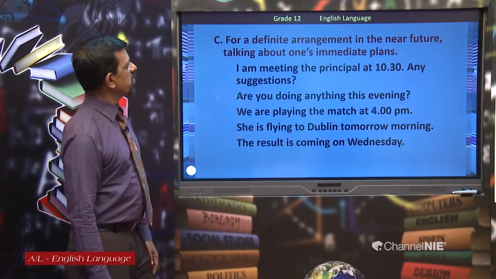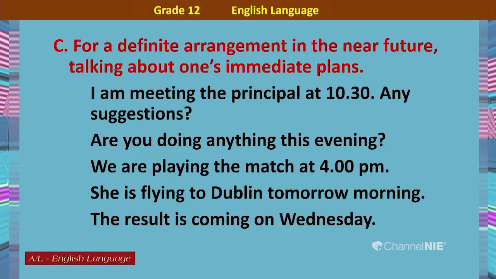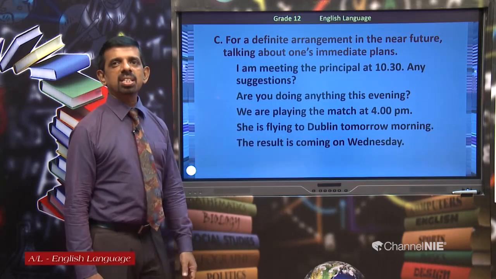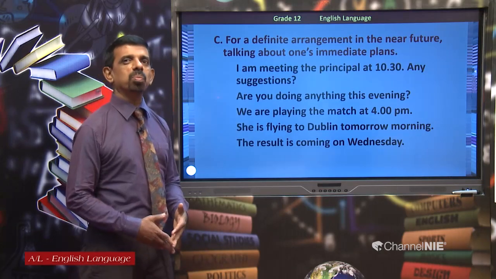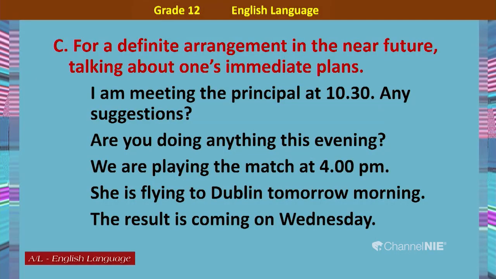C, for a definite arrangement in the near future, talking about one's immediate plans. Some actions you have already planned, so you want to talk about those actions. Here also we are using the present continuous form. Like in this example, I am meeting the principal at 10:30. I am going to see my grandmother tomorrow. I am playing with my friends this evening. So definite arranged future plans, we can talk about in this form.